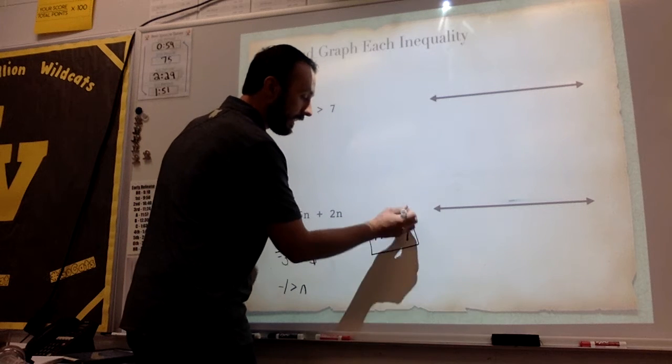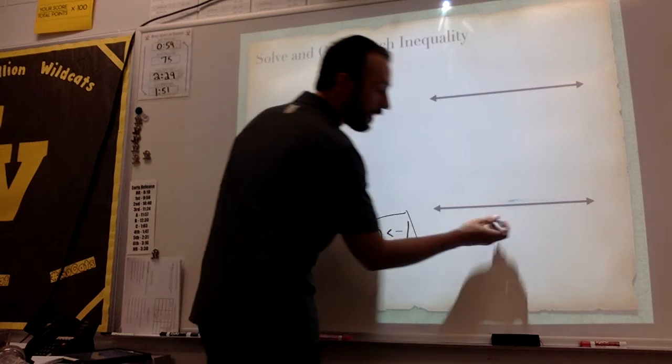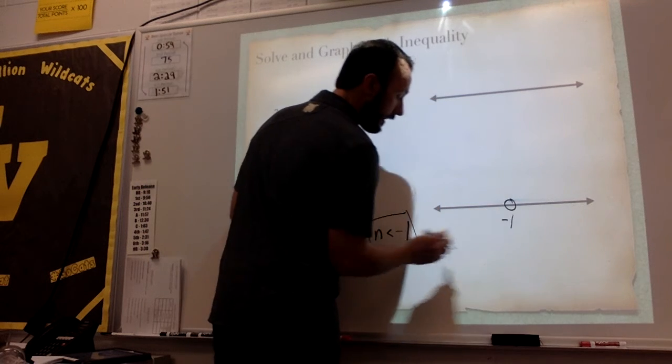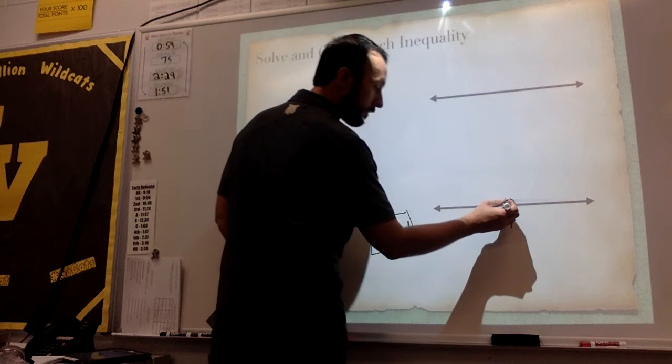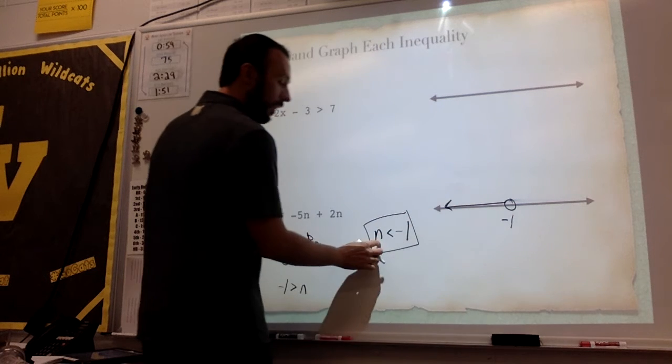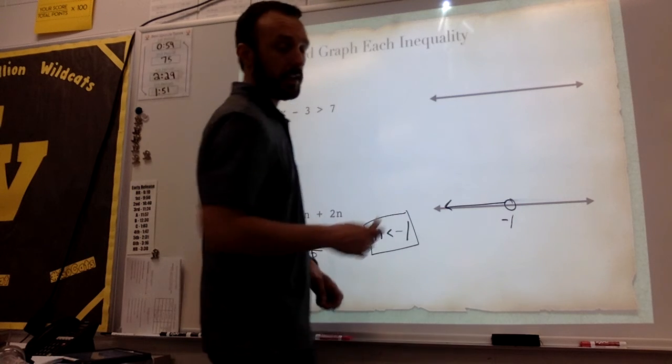So now I need to graph n is less than negative 1. So graph negative 1 on my number line. I do not fill it in because there's no equal to sign, and it's going to go to my left. Because I want all the numbers that are less than negative 1, and all the numbers that are less than negative 1 are to the left of negative 1.